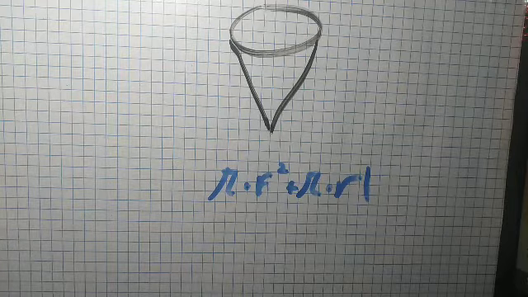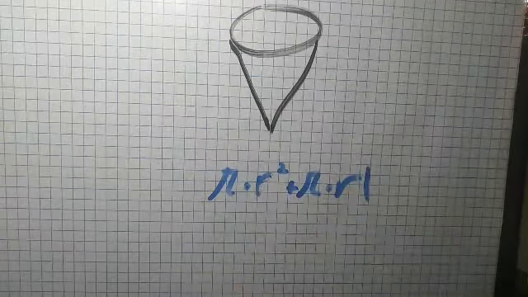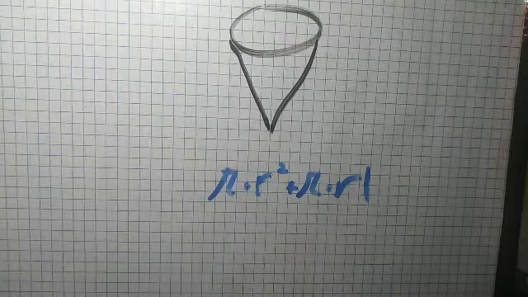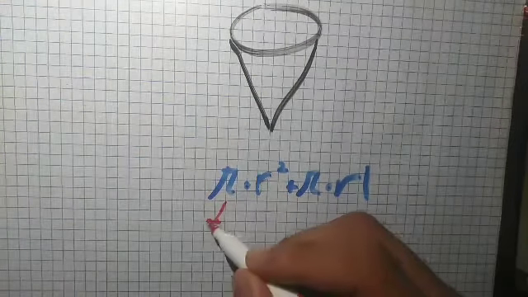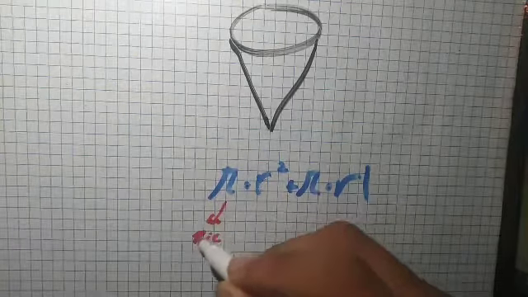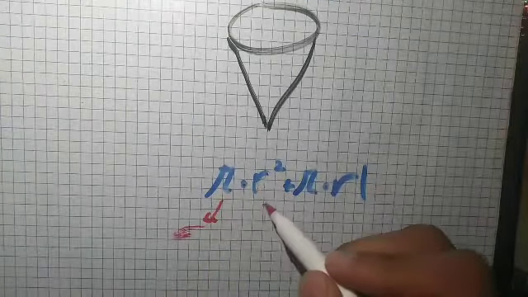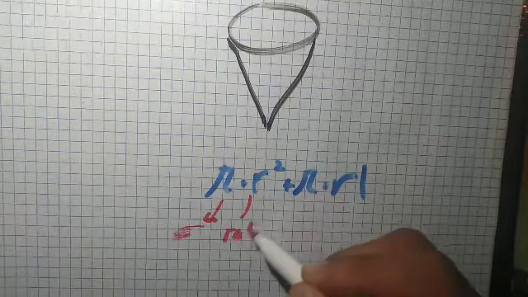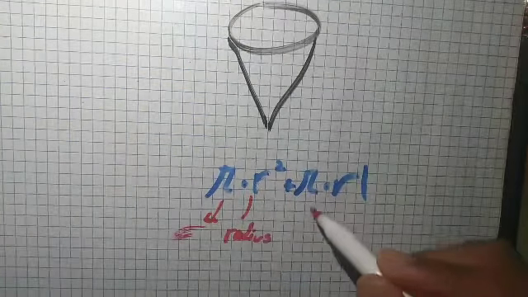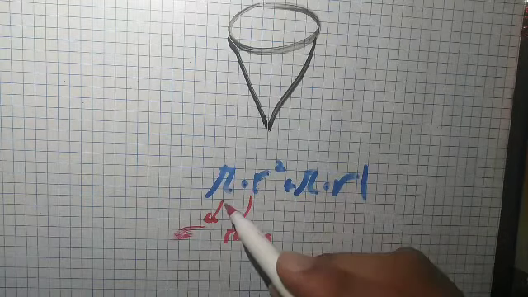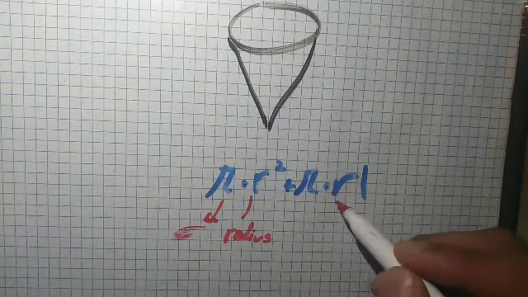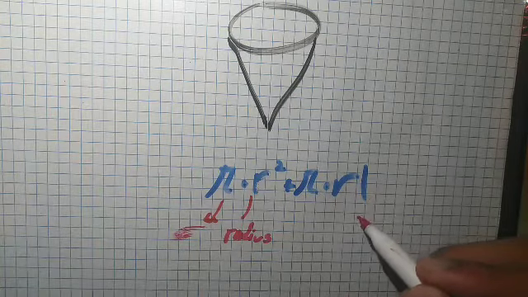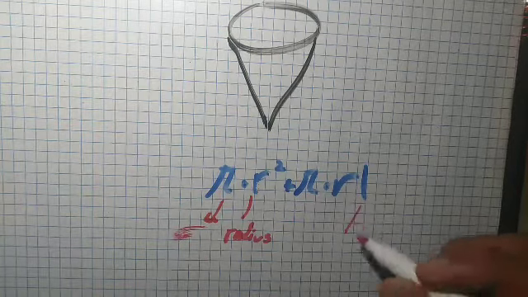So what the heck does any of this mean? It's just a bunch of weird looking symbols and numbers. Let's put some meaning behind these. If you don't know already, this is pi. I'm sure many of you are familiar with this. This right here is the radius, the radius to the power of 2. We have pi as well, another pi. So we have pi times the radius to the power of 2 plus pi times radius times, this is called the slant height.